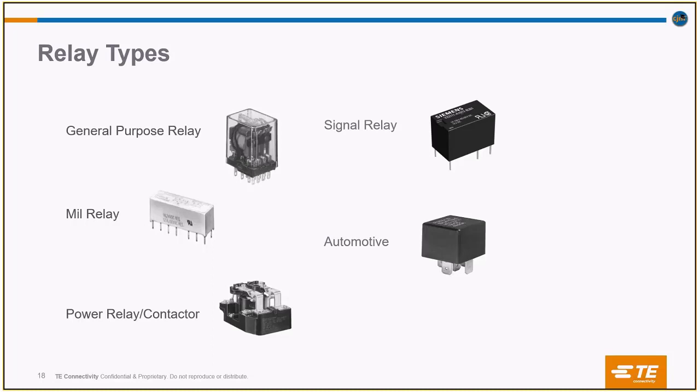Now, mil relay is often referred to as mil spec. These are electromechanical and solid state relays manufactured to military standards. Then we come to power relay and contactor, where the current carrying capacity is from 10 amps to higher.